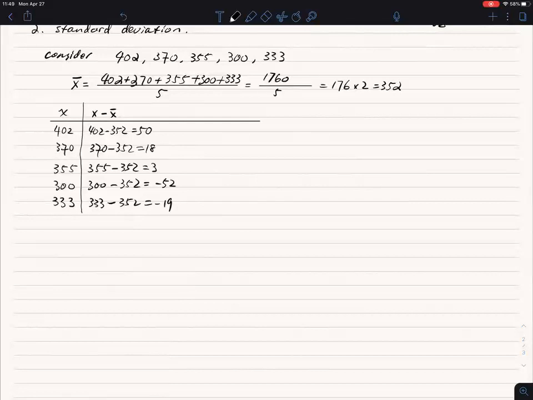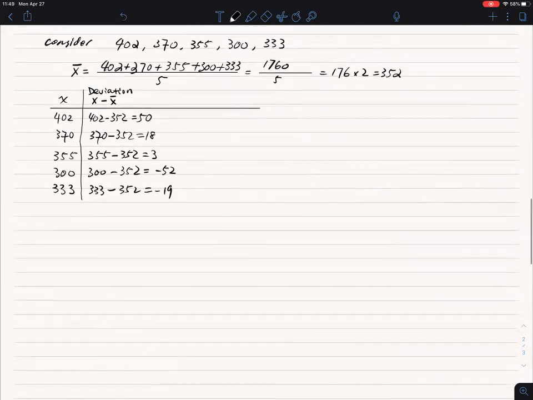Okay, and this is called deviation. So we computed the deviation for each value.